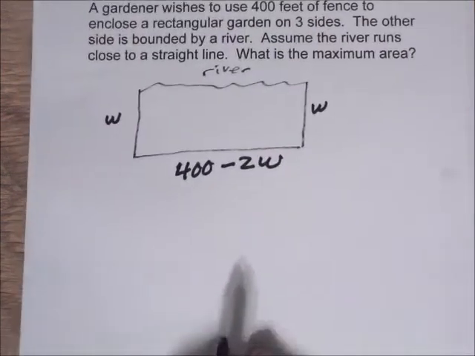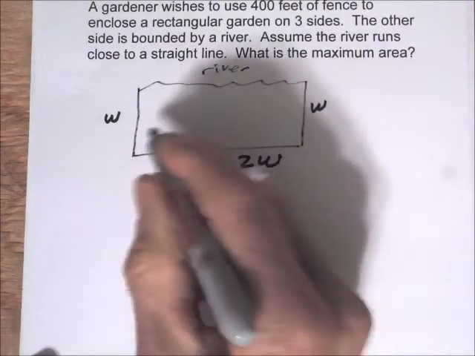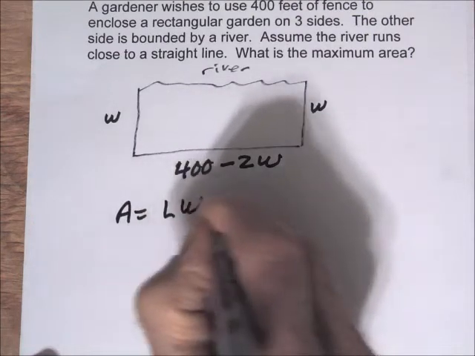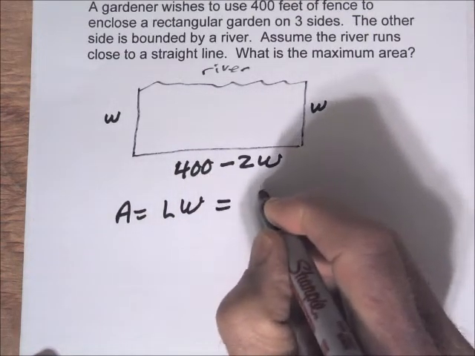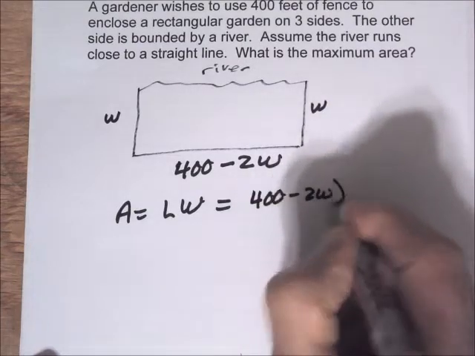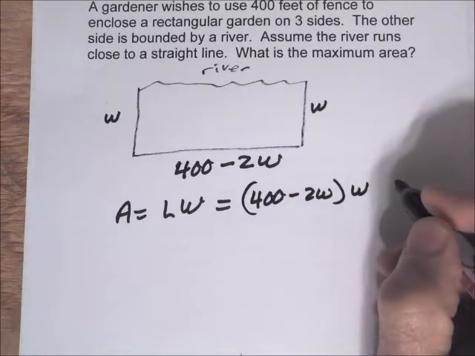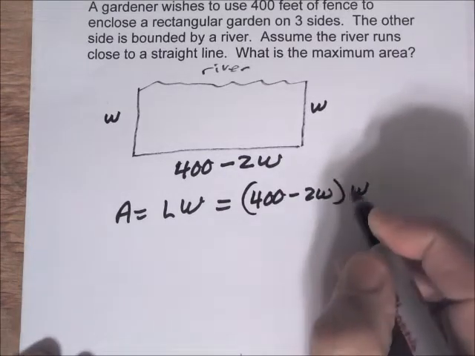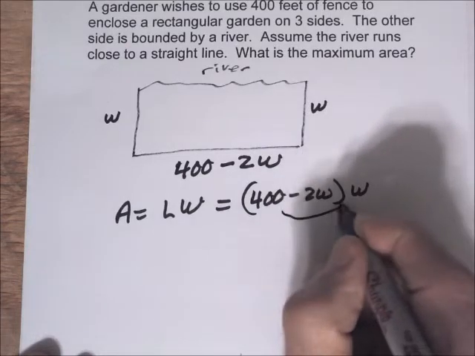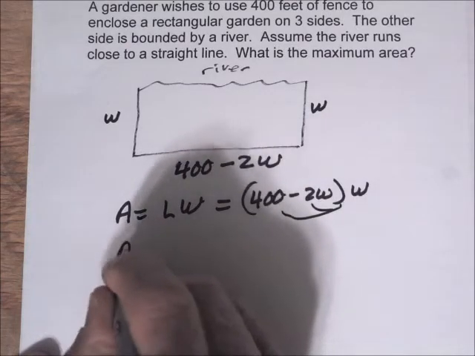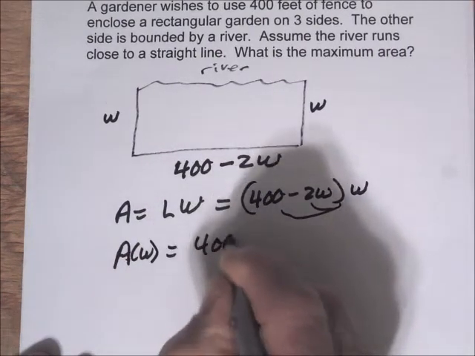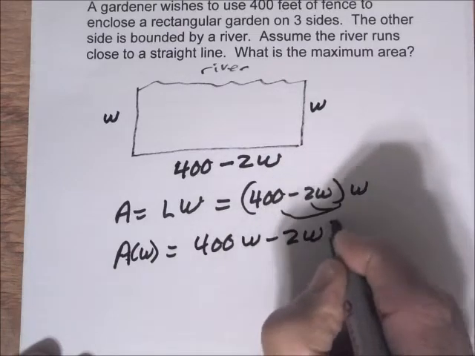So the area is going to be the length times the width. We don't know which of these is the length and which is the width, but anyway, this is going to be 400 minus 2W times W. It doesn't really matter which one is the width and which one is the length. And if we distribute the W on the outside, we're going to have A as a function of W is going to be 400W minus 2W squared.